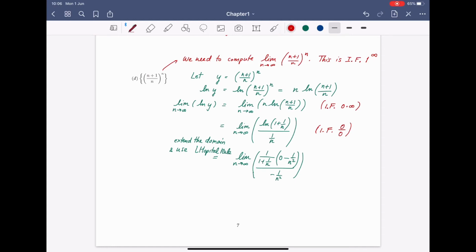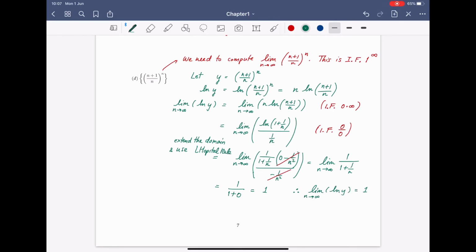Alright, so after the long story, we can cancel this thing out, right? Because they have the same term. And then after that, what you have left is the limit of 1 over 1 plus 1 over n when n goes to infinity. And this is just 1 over 1 plus 0, which is 1. So to sum up, we have the limit of log y equal to 1, right?